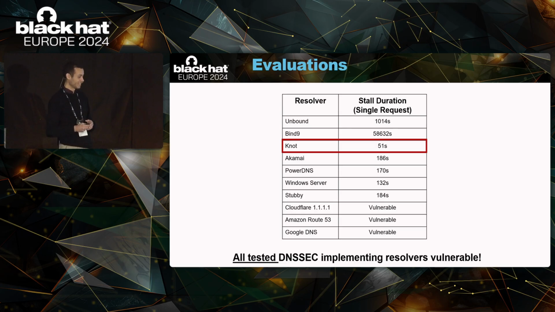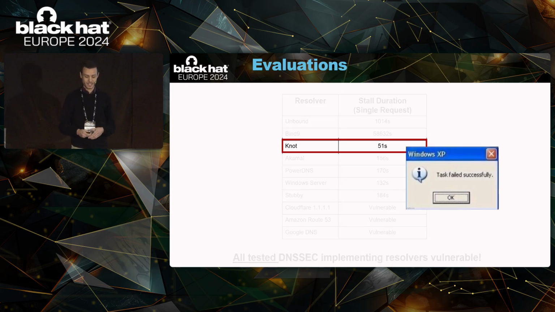This wasn't intentional. They just did some miscalculations in the implementation. So the buffer was too small, and not all the DNS keys could fit in it. But when they fixed this bug, the attack worked the same as in the others. So I guess, yeah, they failed successfully.